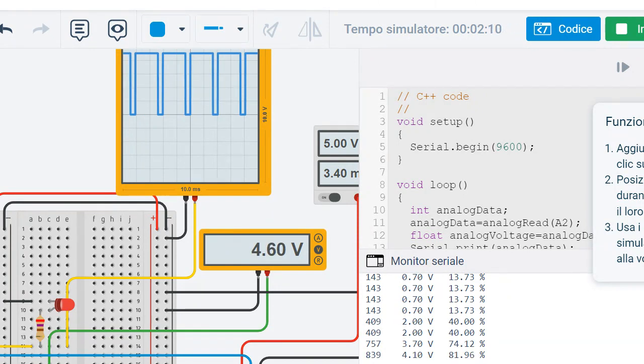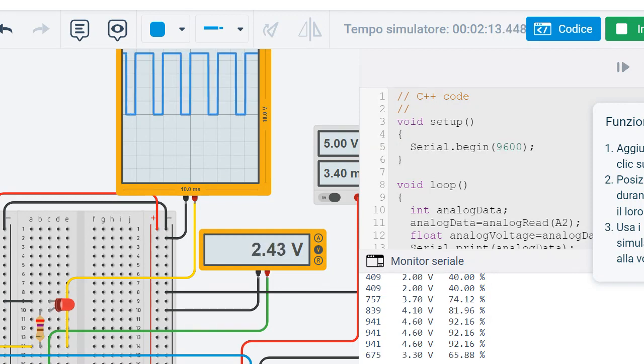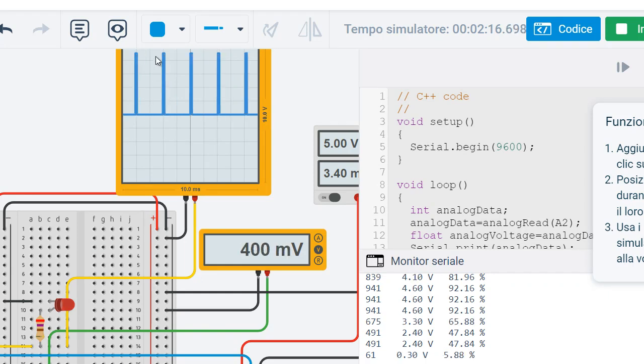Okay, so if we have read a voltage close to 5, the duty cycle is almost 100%, so the voltage is always 5. Instead, if we decrease the duty cycle, you see that we have a lower T on, and here we are about at 50% duty cycle. It is 47.84%. If we decrease, you see there is a very low duty cycle and a very low brightness of the LED. This is LED dimming with PWM technique.